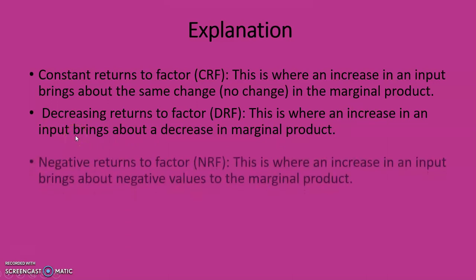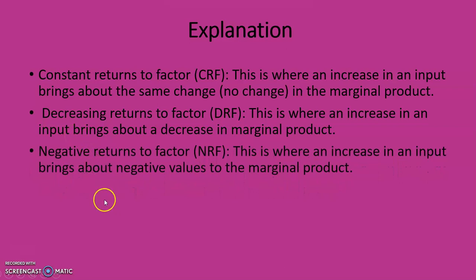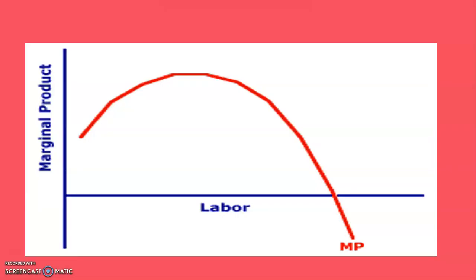Then we talk about the last one, which is negative return to factor, NRF. This is where an increase in an input brings about negative values to the marginal product. In other words, when the marginal product attains negative as a result of an increase in an input, then it means we are talking about a negative return to factor. So that is how you can memorize the types of return to factor. The name will tell you what's happening to the marginal product.